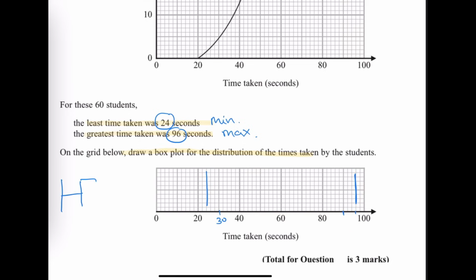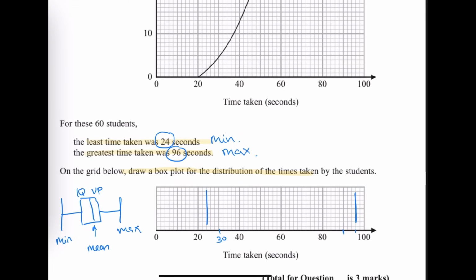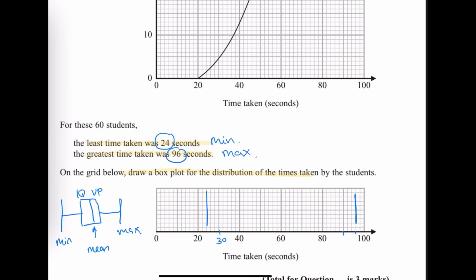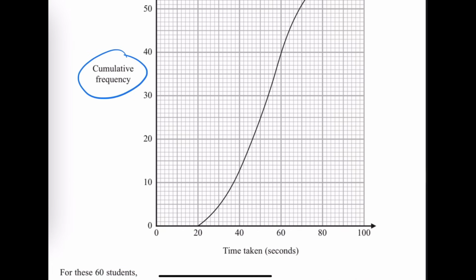This is how our box plot is going to look. It's something like this, where this line over here is the median, this is the lower quartile, this is the upper quartile, this over here is the minimum, and this is the maximum. So we already did what the maximum and minimum are. Now with the cumulative frequency, we're going to find the lower and the upper quartiles as well as the median. So we do this using our cumulative frequency.